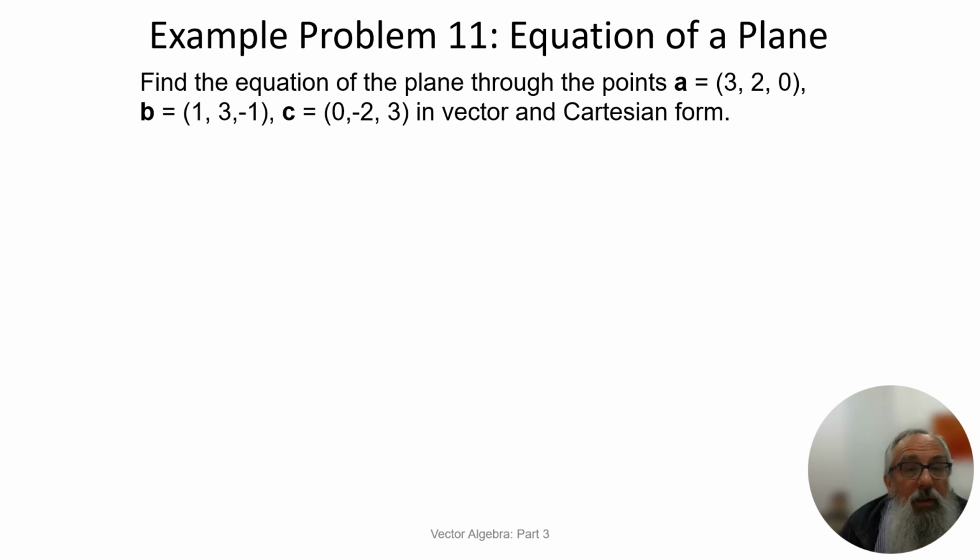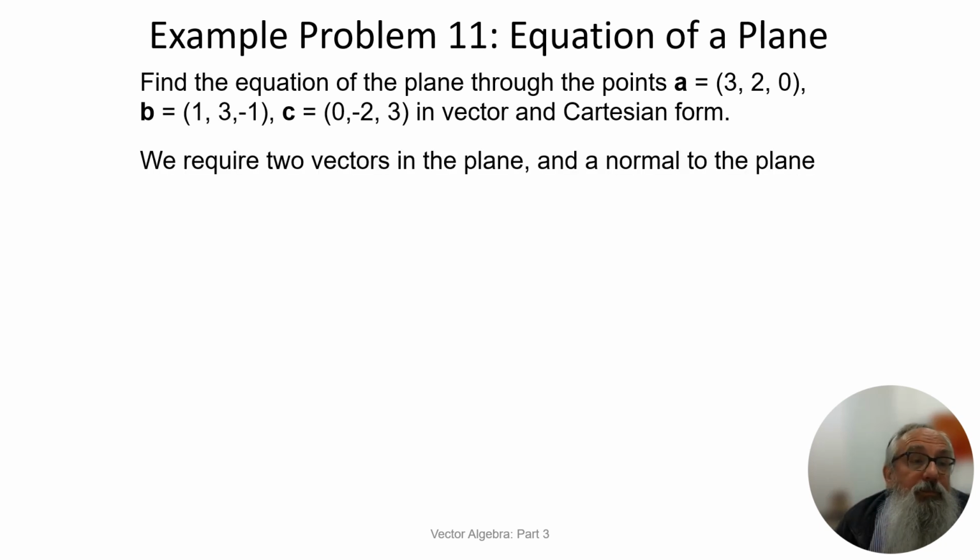Let's have a look at a fairly standard example for equation of a plane. Find the equation of a plane through the points A, B and C. Now any plane can be uniquely defined by 3 points in space. Any plane can be uniquely fitted to 3 points in space. And we're going to find the equation of that plane in vector and Cartesian format.